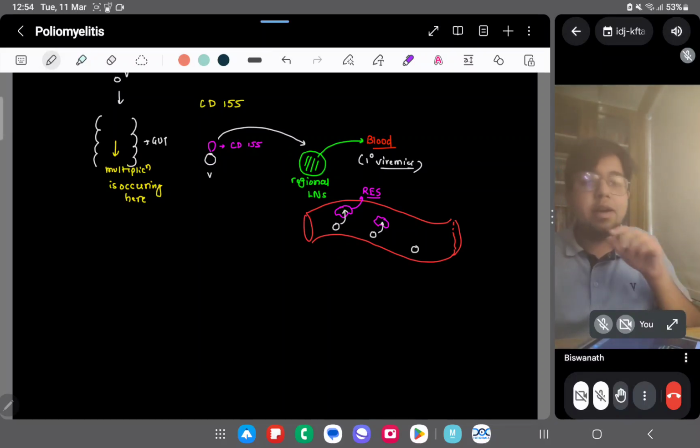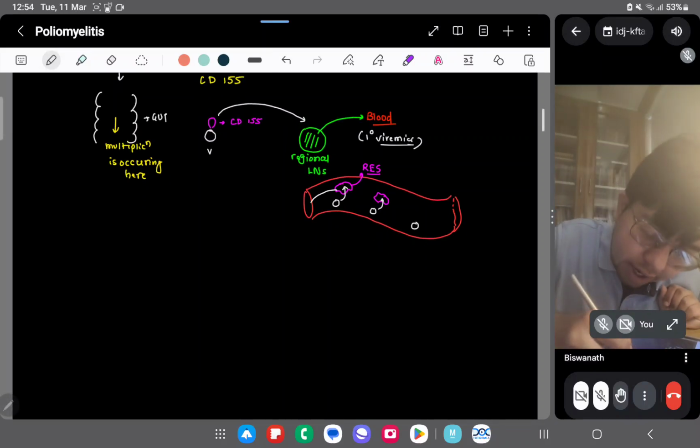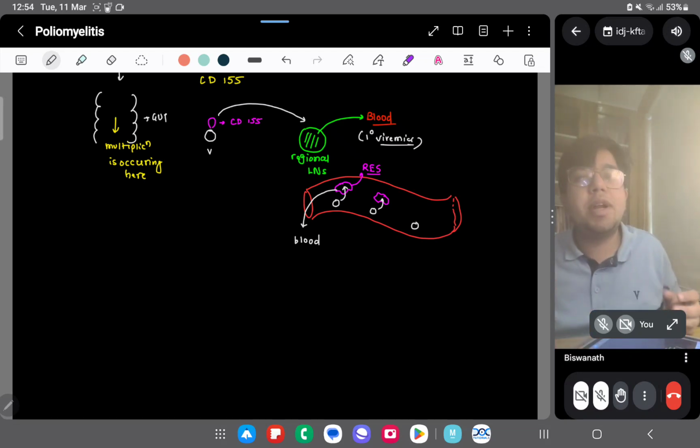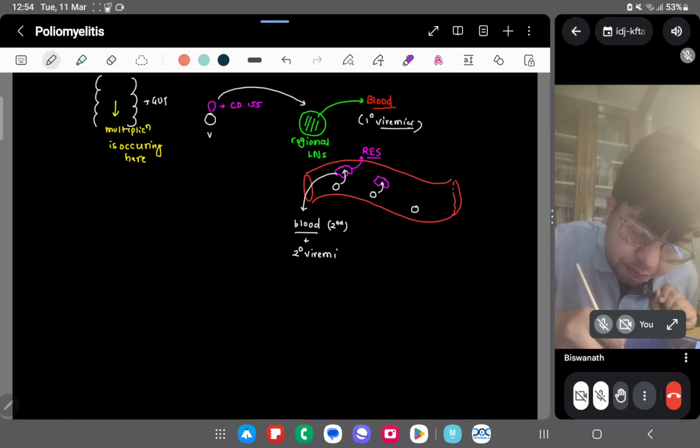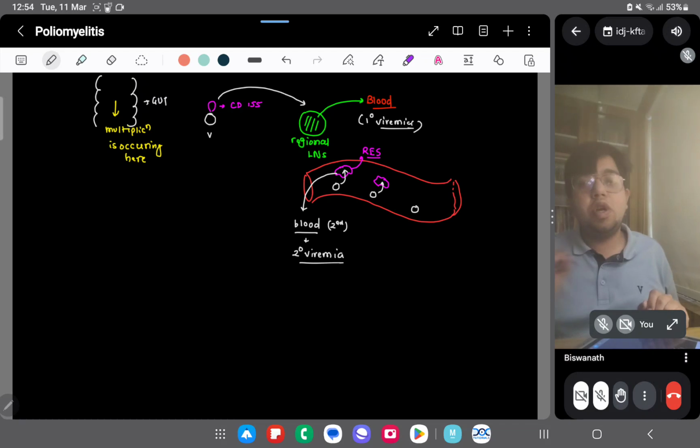And via this, it again goes to the blood, right? Of course, after eating, they'll move to the blood. So this is the second time they are entering the blood. This is called the secondary viremia. So I told you about primary viremia, and I told you about secondary viremia.